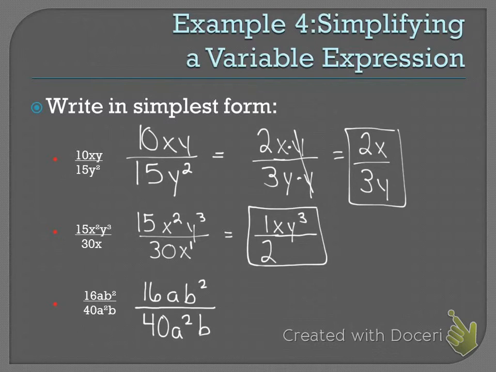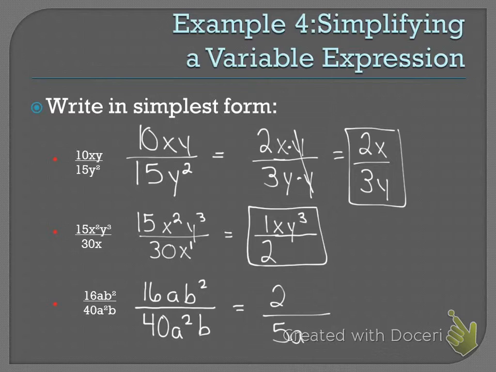Okay, so 16 over 40 reduces to what? 2/5. Very good. Okay, so I have 2/5, and then I have a on top and a squared on the bottom. So I know that one of my a's can cancel, and where do I leave my leftover a? On the bottom, and why? Because 2 is the larger exponent, so I leave my leftover where the larger exponent was.